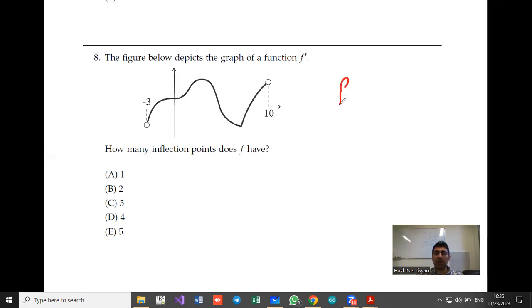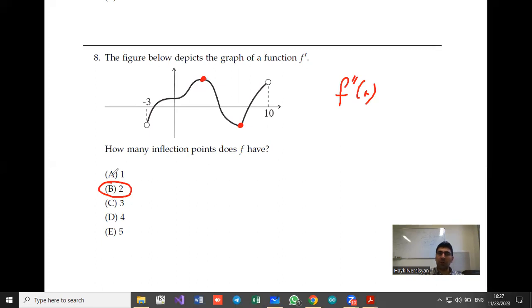So typically when we have a given function f, to find the inflection point, we should look at f double prime. So here we are given f prime. So we should think that the derivative of this graph should change sign. Derivative changing sign means we are looking for extrema points of this graph. We have here a maximum point, and here a minimum point. So the maximum and minimum of f prime are inflection points for function f. So we have just two inflection points.